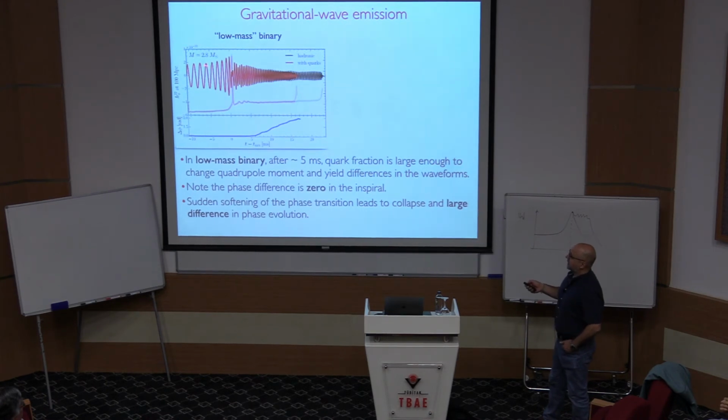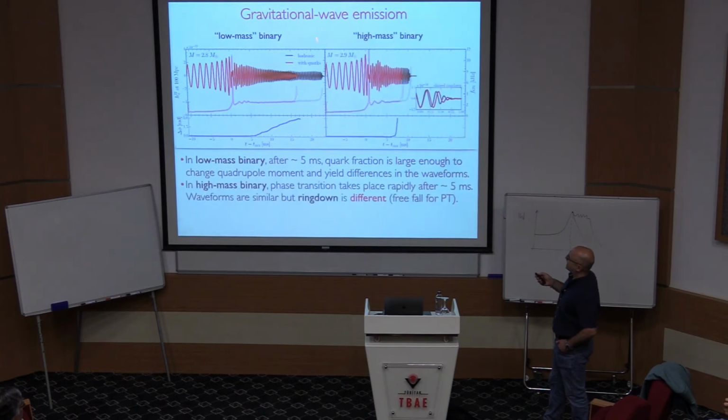This is for a 2.8 solar mass neutron star. If you have a slightly larger mass, 2.9, the difference becomes even more subtle, but they are still there. The phase difference is limited to a very small amount of time. The difference in collapse time is very small, a few milliseconds only, and so might be harder to detect.